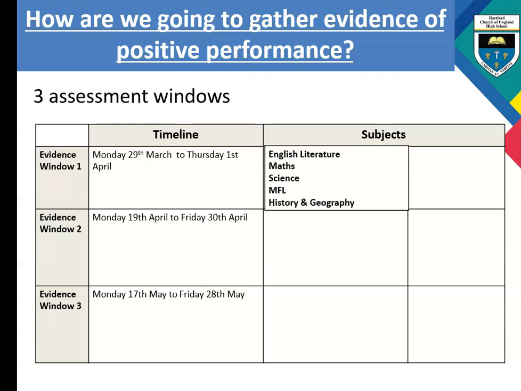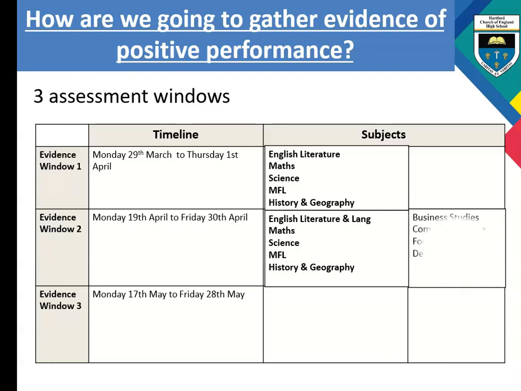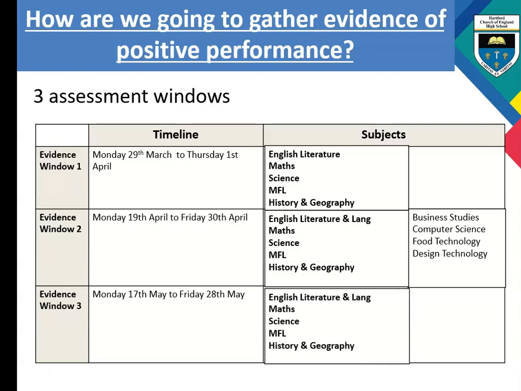During evidence window 1, we will collect evidence on only 5 subjects. We felt it was very important to start the collection of evidence before Easter, rather than doing everything in the last 6 weeks. During evidence window 2, we will increase the number of subjects where students can collect evidence of a strong performance, and we will incorporate English language, as well as 4 option subjects. Evidence window 2 will be exactly the same as evidence window 3.